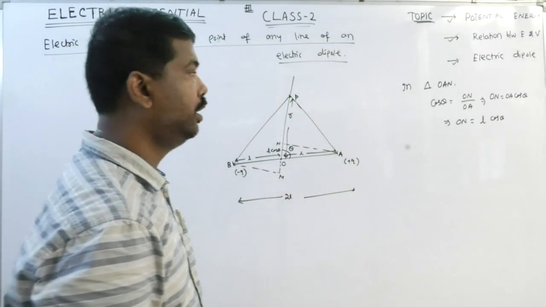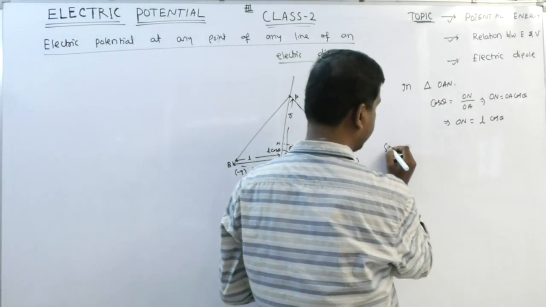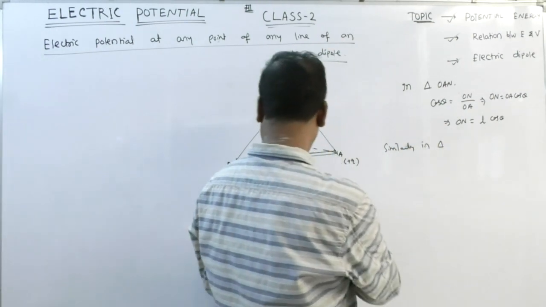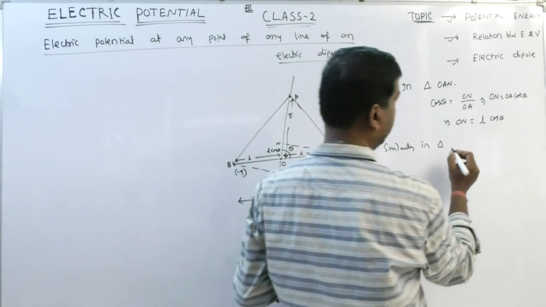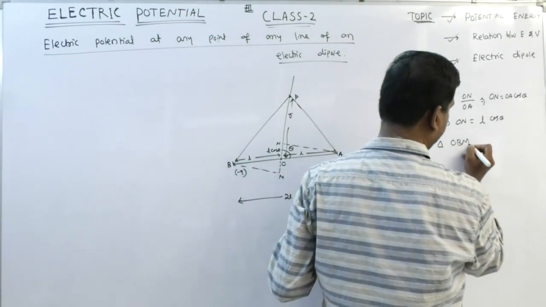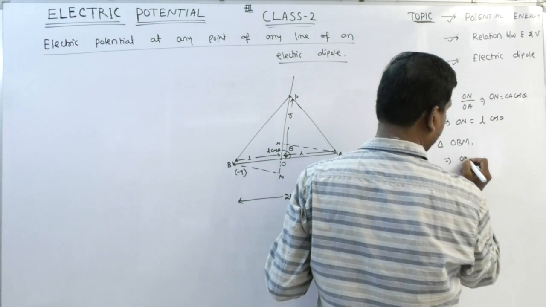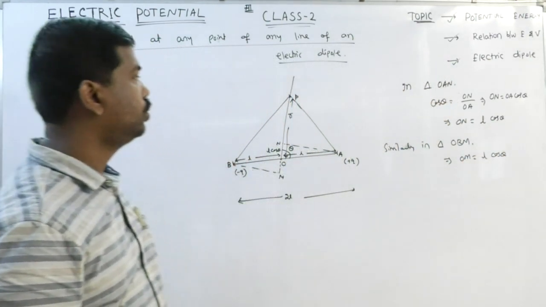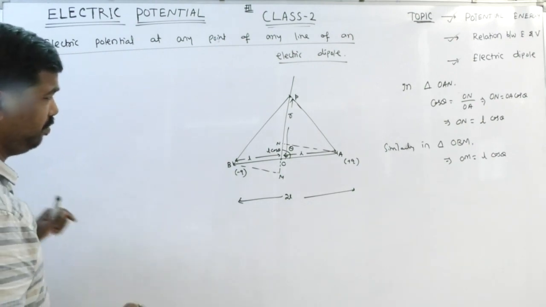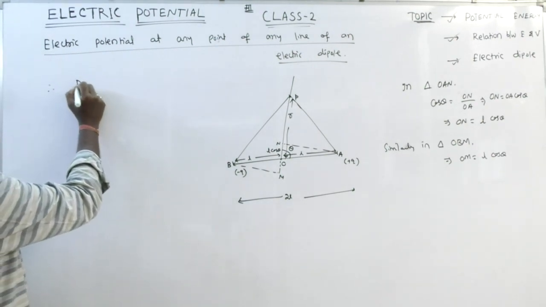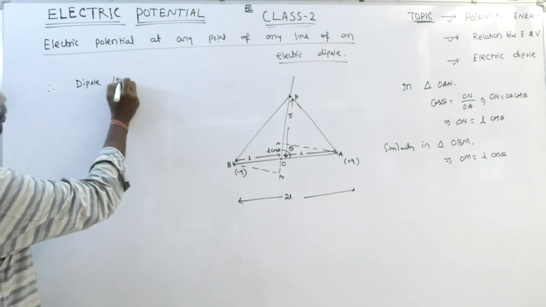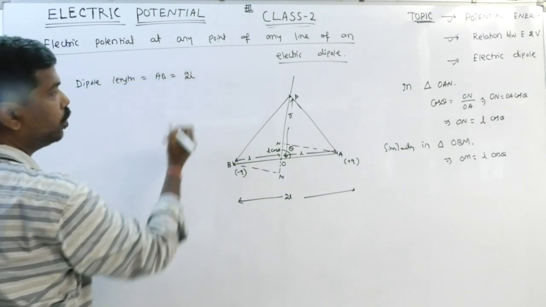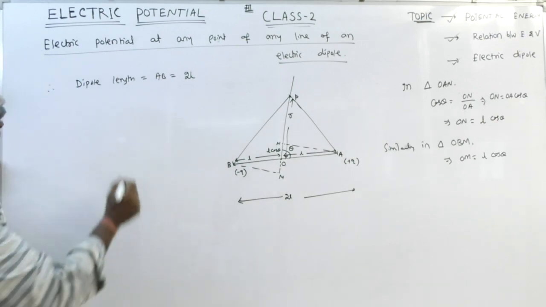Clear? Similarly, in triangle OMB, OBM, OB is also L cos theta. So the dipole length AB is how much? 2L. Clear?